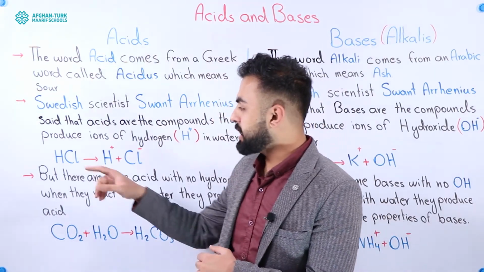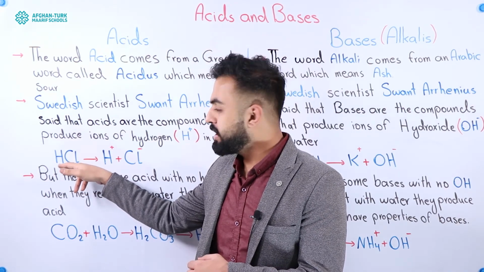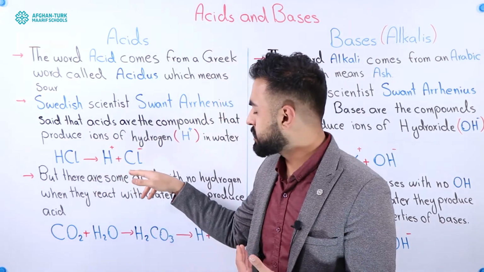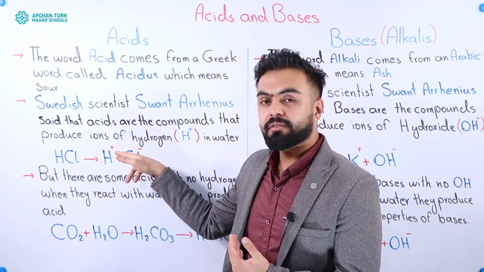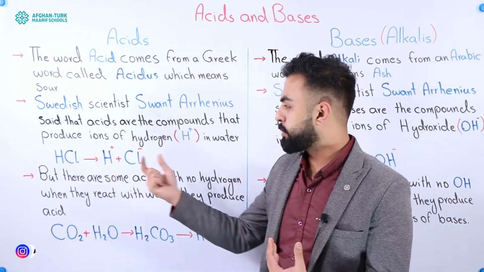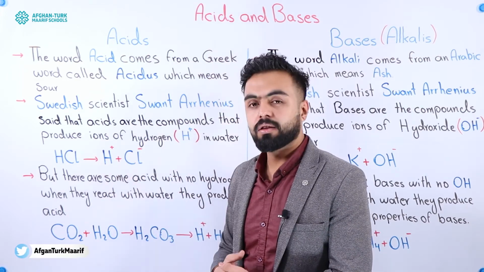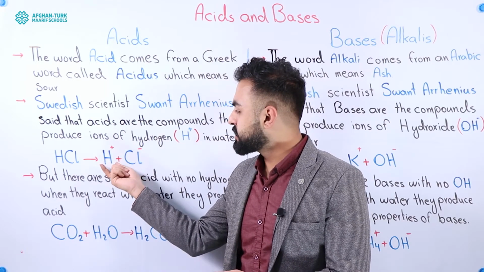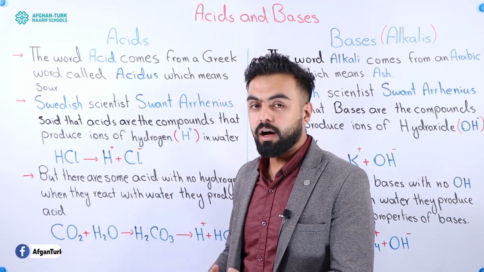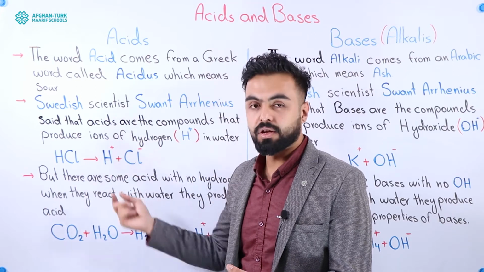Here we have an example, HCl. HCl is a compound, and if we dissolve this in water, this is not a reaction, it will divide into two parts, positive ions and negative ions. The positive ions are the ions of hydrogen, and the negative ions are ions of chlorine. So according to the definition of Mr. Svante Arrhenius, this is an acid. Why? Because it can produce ions of hydrogen in water.